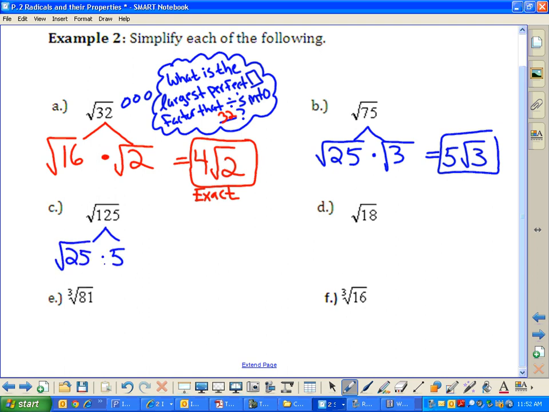25 times 5 gives you 125. Square root each piece. Square root of 25 is 5. Square root of 5 is an irrational number. So there's your answer there.